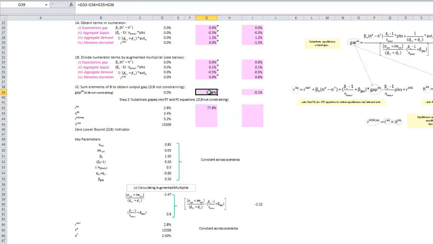Then I want to take this and multiply it times our result for the equilibrium gap. So let's make sure that we have the right number of parens here. We're closing that off. We're closing that off. So there's our output gap term.